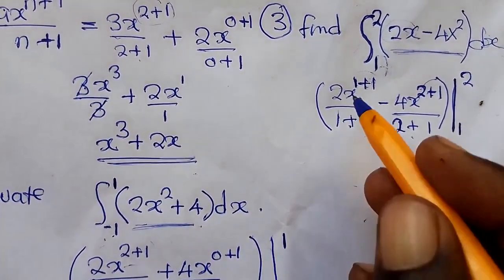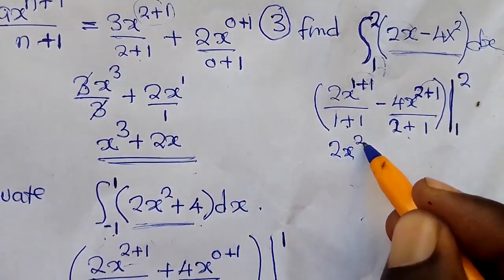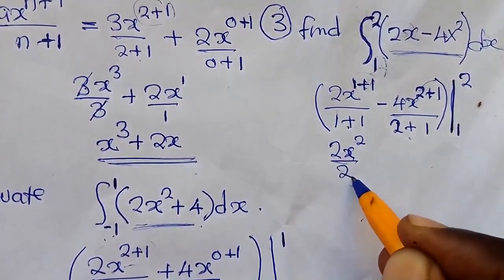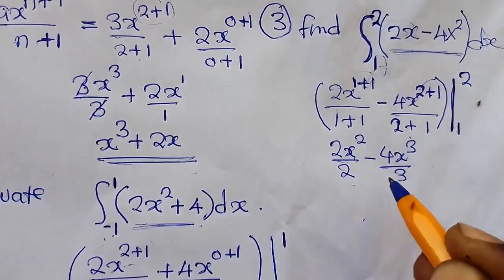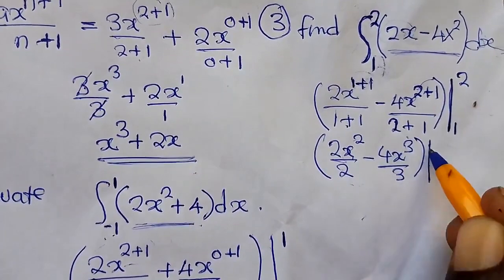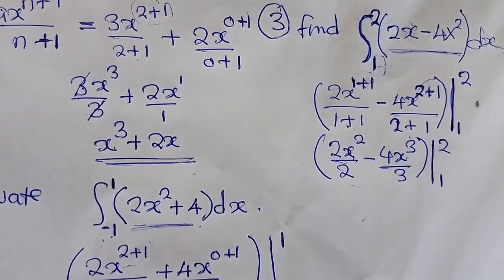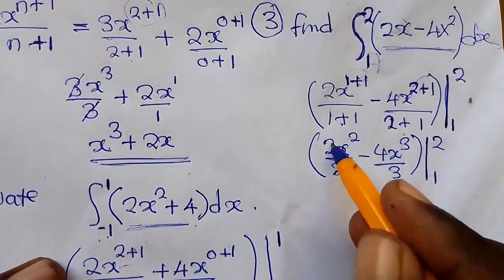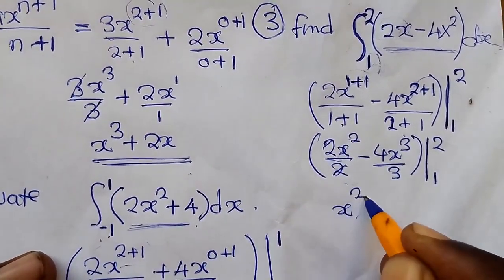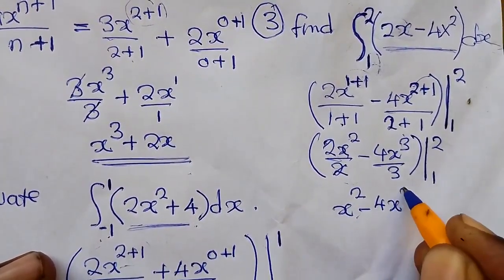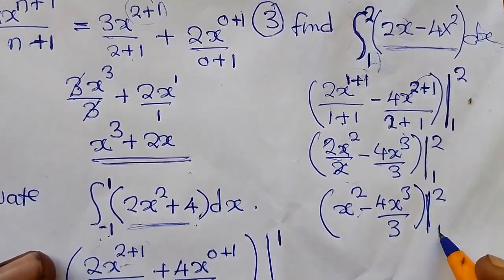So like this now. Here, there we're going to have 2x like that. Power 2. Have you seen? Over 2 minus 4x cubed over 3 like this. I do this, then limits for 2, 1. Have you seen? Just like that. So here, this and that can be cancelled. So I'm going to have what? I'm going to have x squared minus 4x cubed over 3. Then I do this. Then limits for 2 there, then a 1 there.